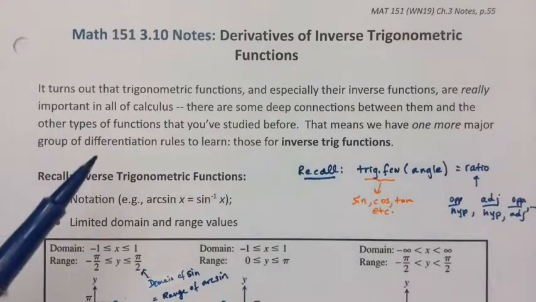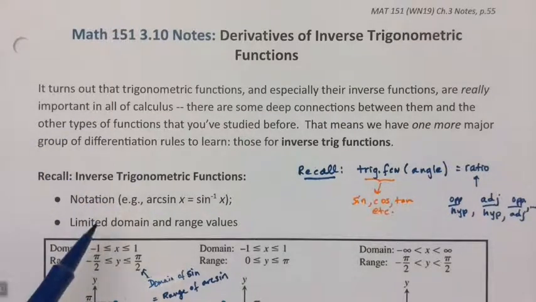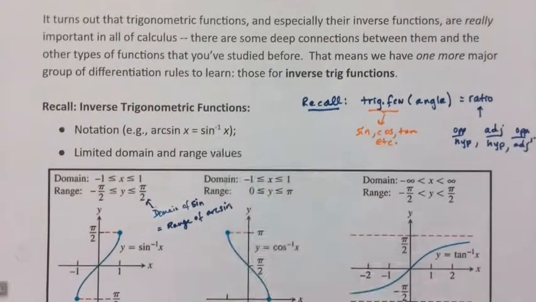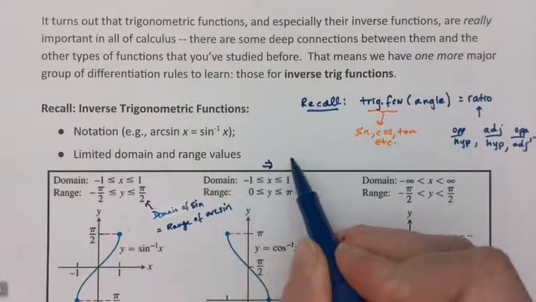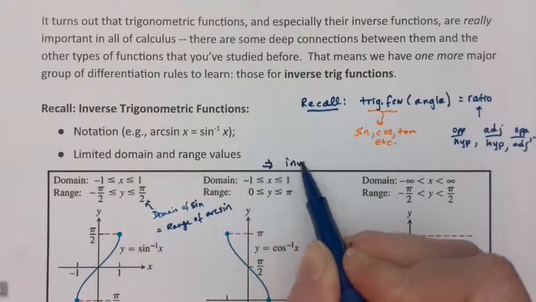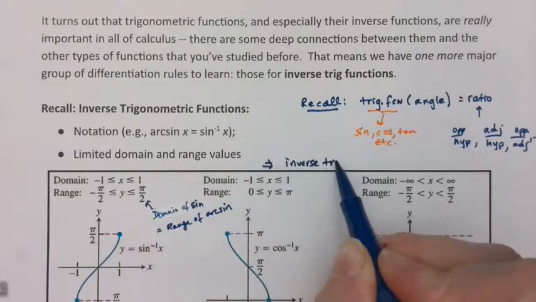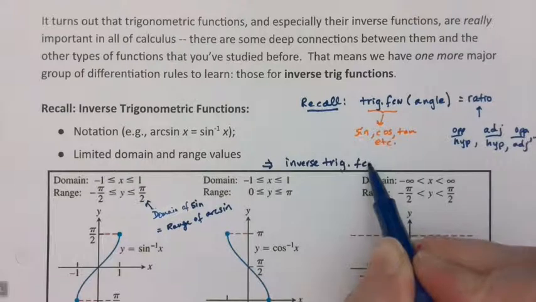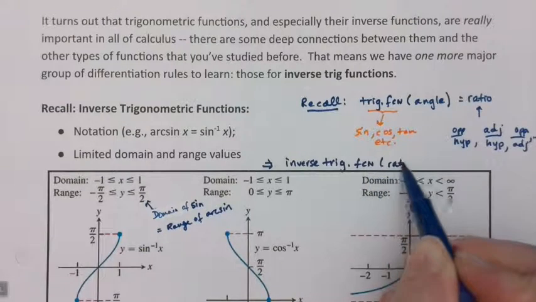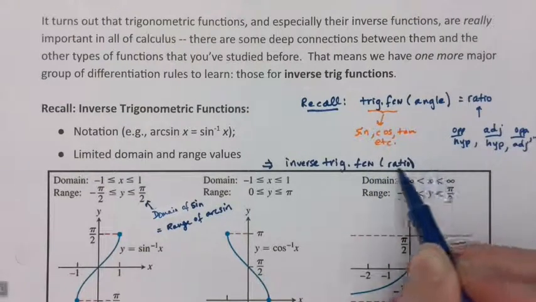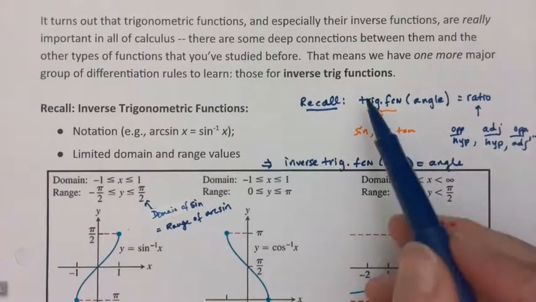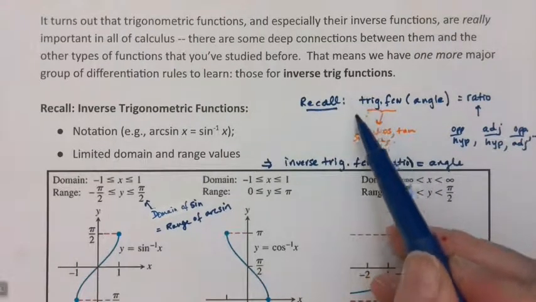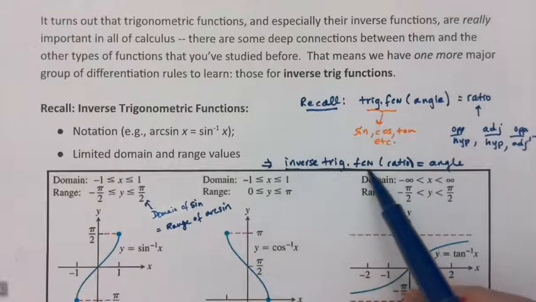Okay, so the inverse functions reverse that process. So they will take a ratio and give back the angle. So let me mention that. So the inverse trig function will take the ratio as the input and give back the angle as the output. Right? That's how trig functions work, and that's how inverse trig functions work.